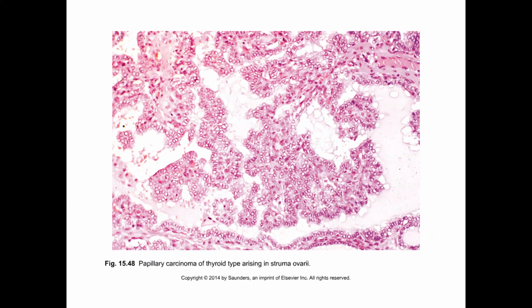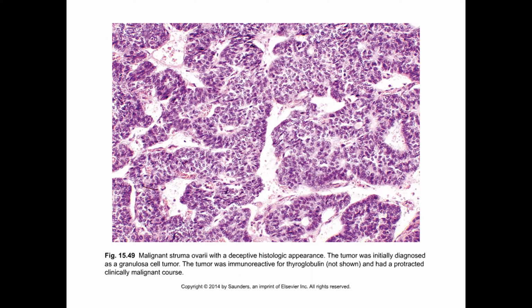Here's an example of papillary thyroid carcinoma that has arisen in a struma ovarii. And you can see the typical cytologic nuclear clearing and Orphan Annie characteristic, with occasional inclusions and nuclear grooves. A more deceptive appearance might be something like this, where it has a more trabecular pattern. It's more solid.